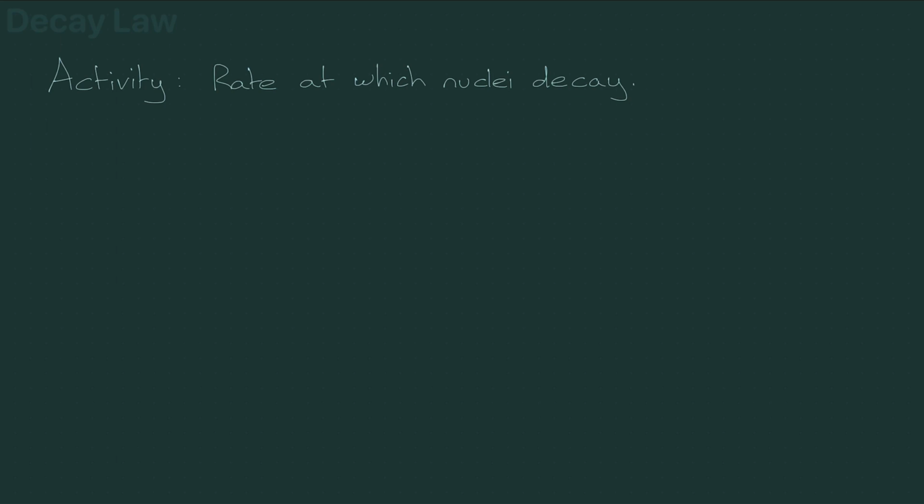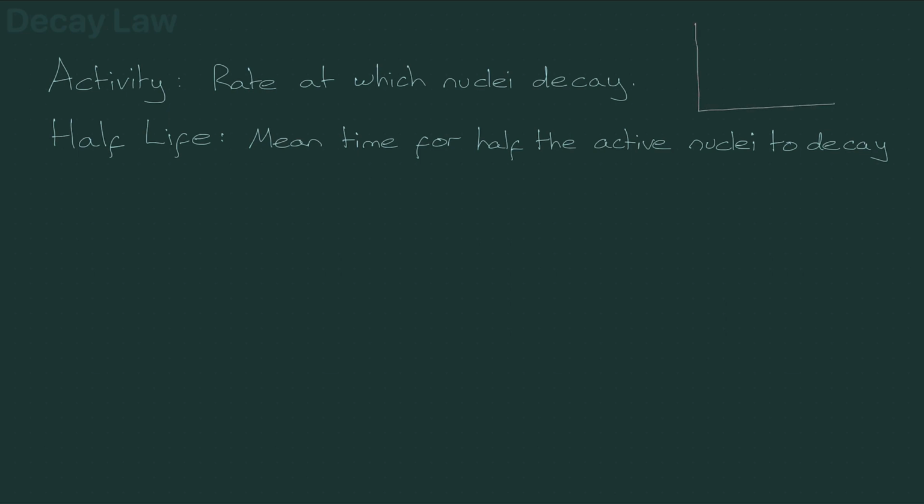The half-life has two definitions. The first is that it is the mean time taken for half of the active nuclei in a sample to decay. You'll have seen the curve before, the decay curve. As time continues, the number of undecayed nuclei drops. Each half-life, T-half, the number reduces to half of its previous value.